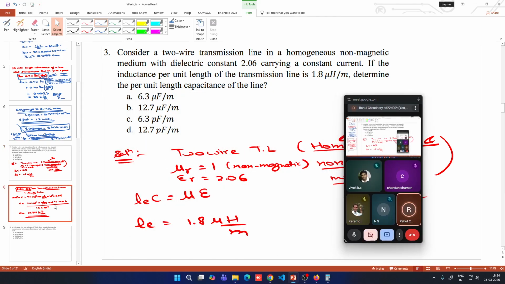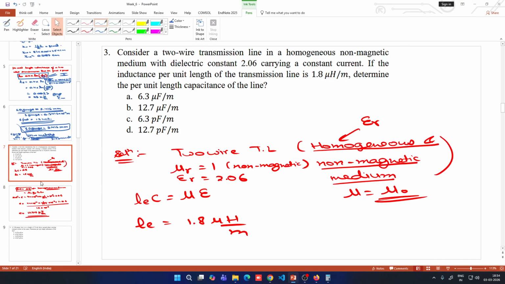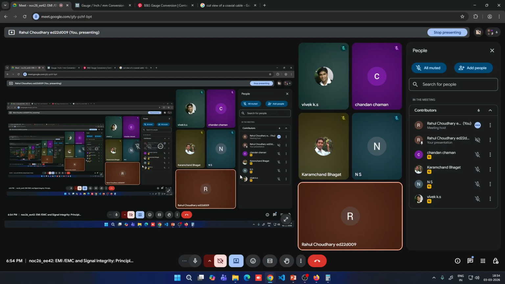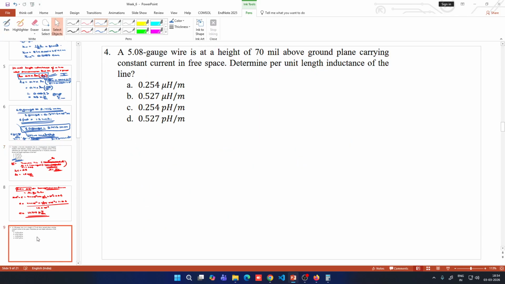So if you match with the given options, the correct option is option D. I hope this question is clear. If you have any doubt in this, please let me know. So if this is clear, we will move on to question number 4.